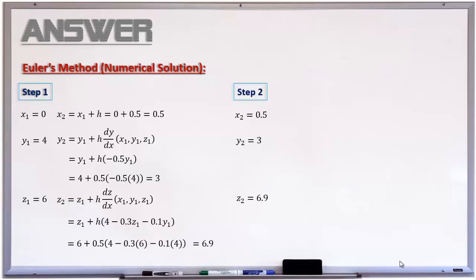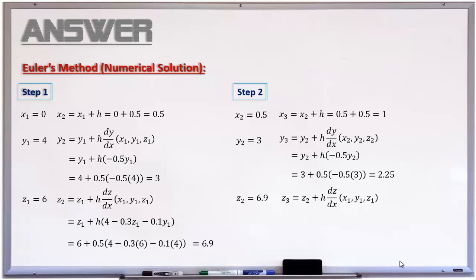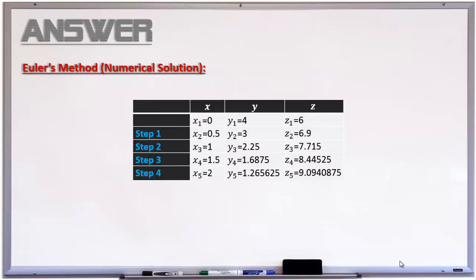Likewise, in step 2, you can see everything here is systematic. So nothing new here, we just do an extra calculation per step. This is the final answer of the problem. We will need 4 steps to get to the final solution.